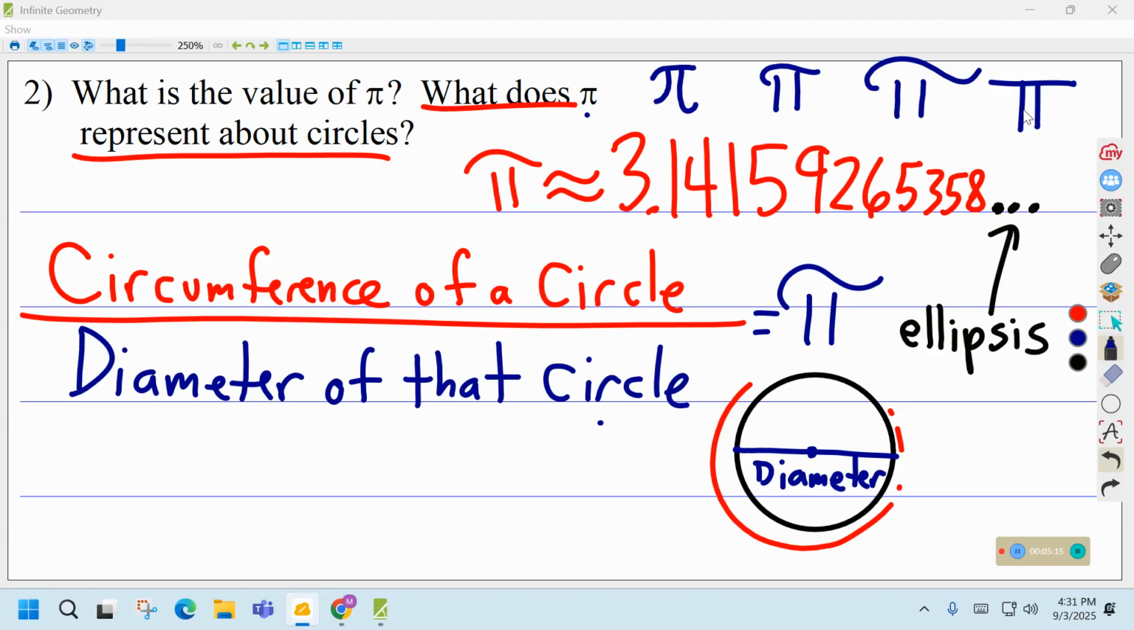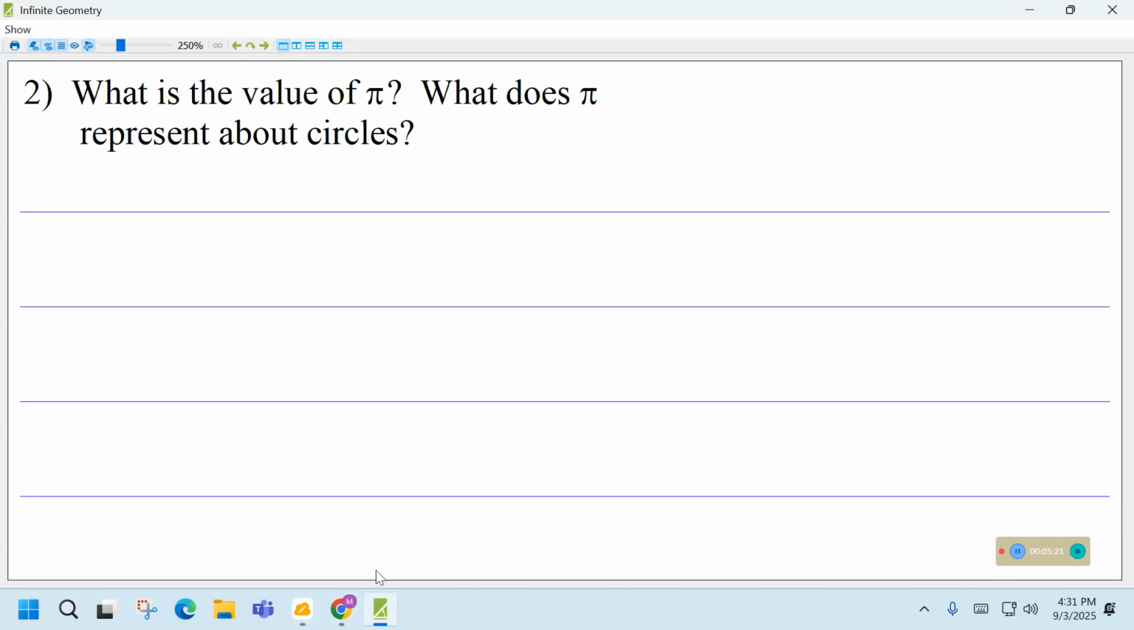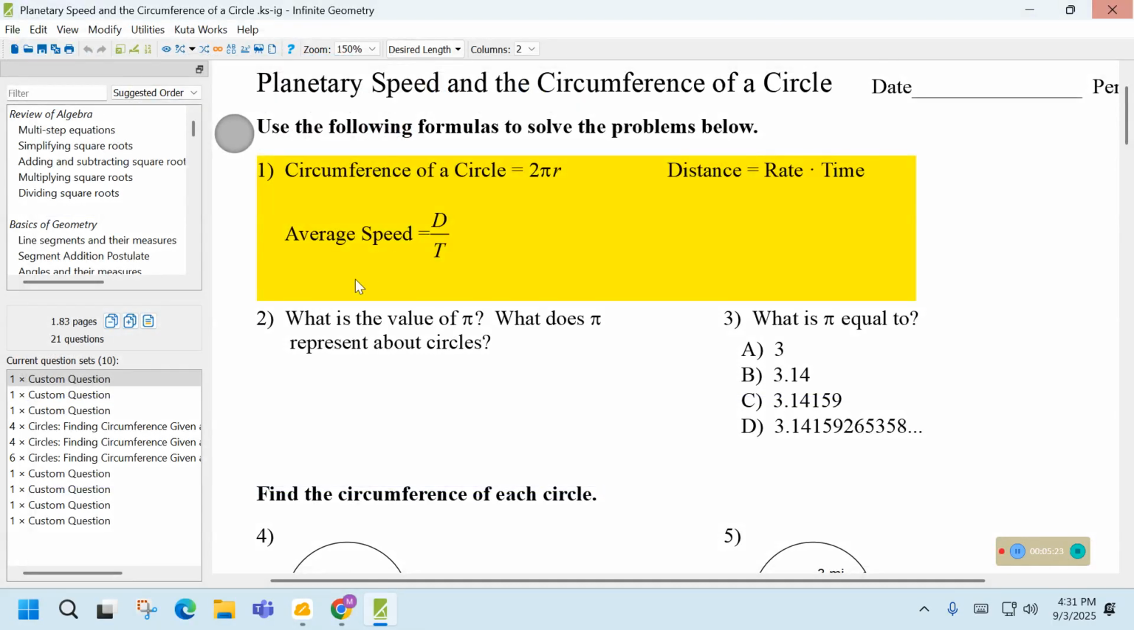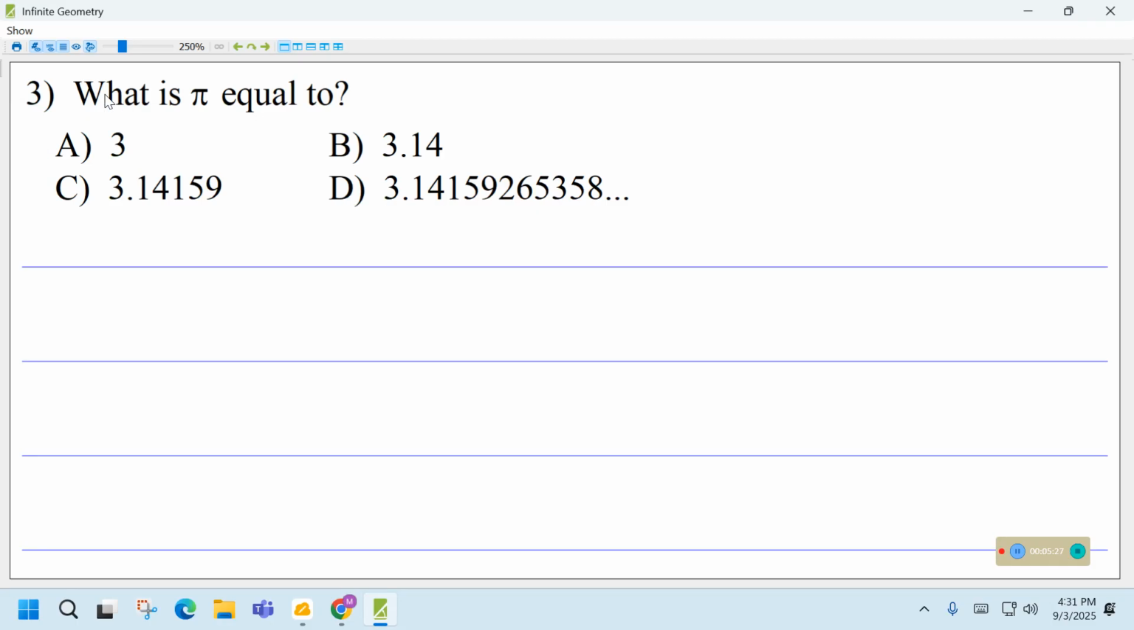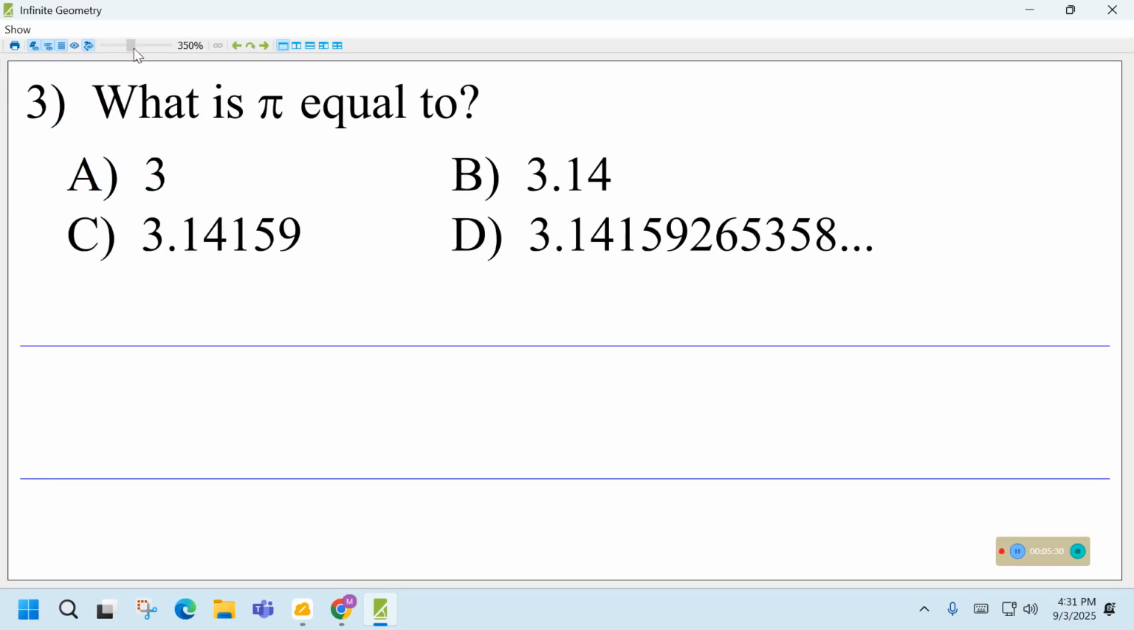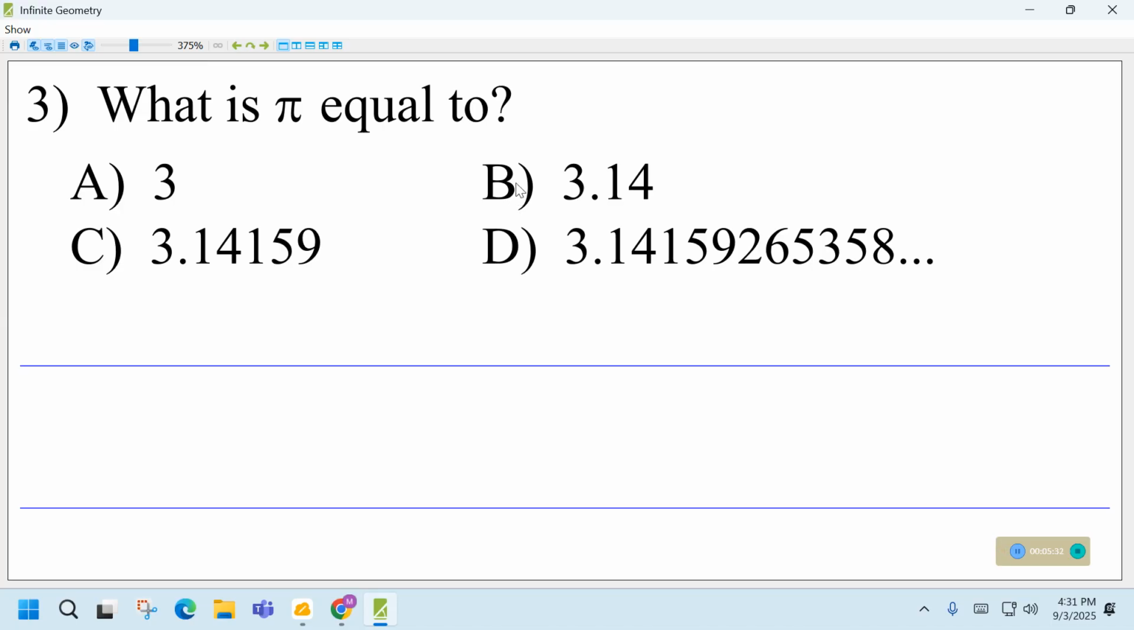And if you ever aren't sure what you're looking at, you guys are still learning, so just feel free to ask me. Let's jump into some actual problems now. So we're going to do this simple one right here. I'd like you guys to think about it. We did this in class, but if you were out, you should try to choose the correct answer.